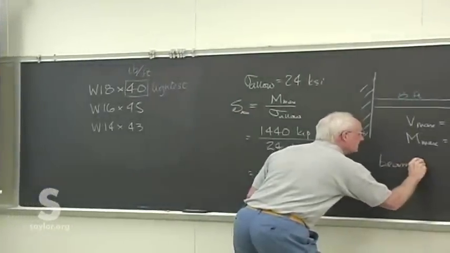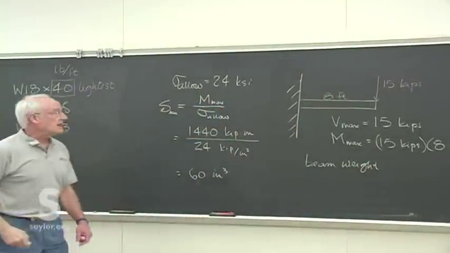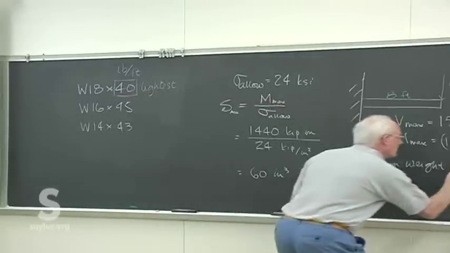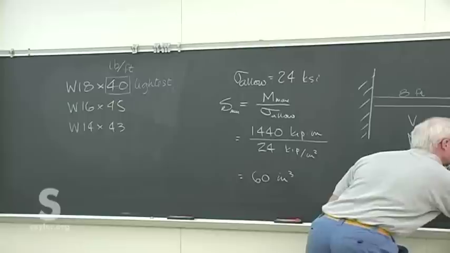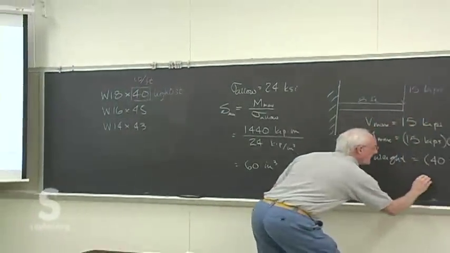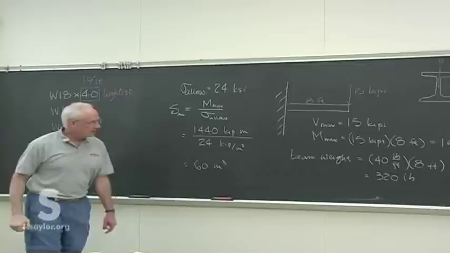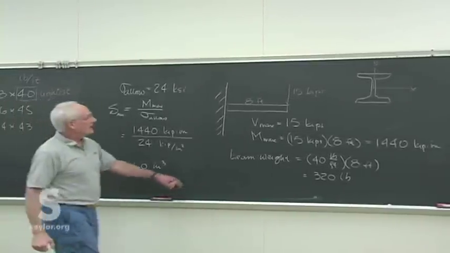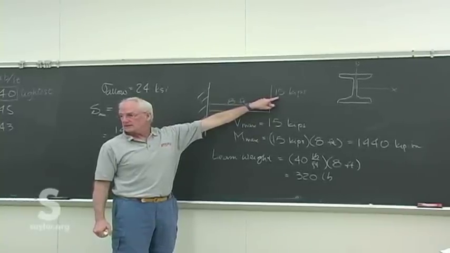One last thing we need to check is the actual beam weight. This is 40 pounds per foot. We need 8-foot beams. So we see that that's going to add about 320 pounds per beam, compared to a load of 15,000 pounds. It's not a big concern.